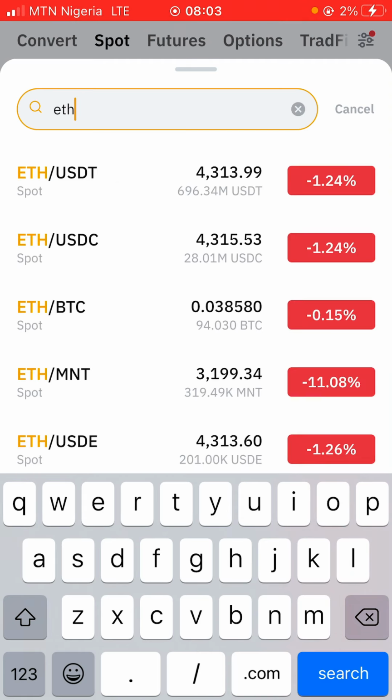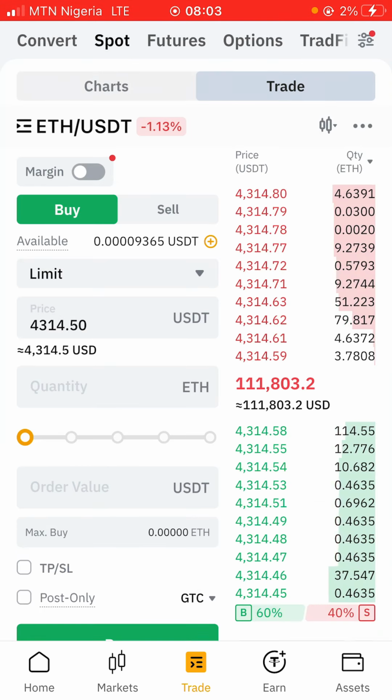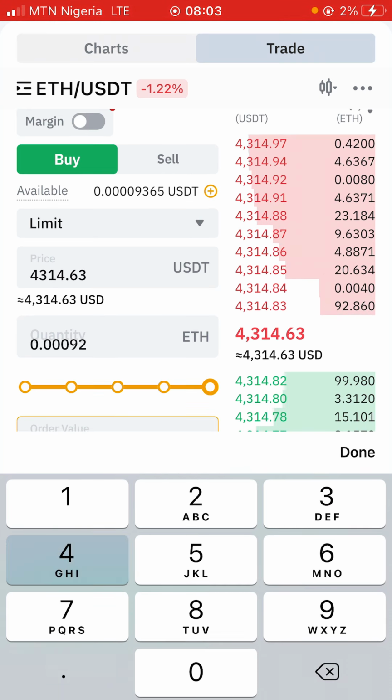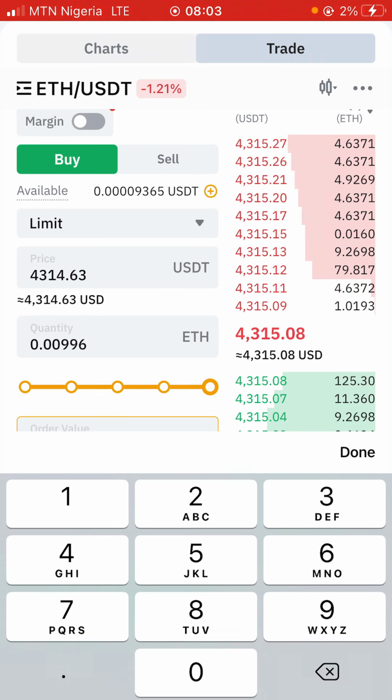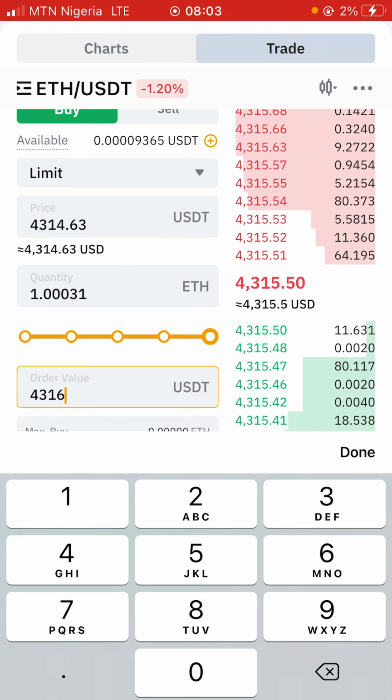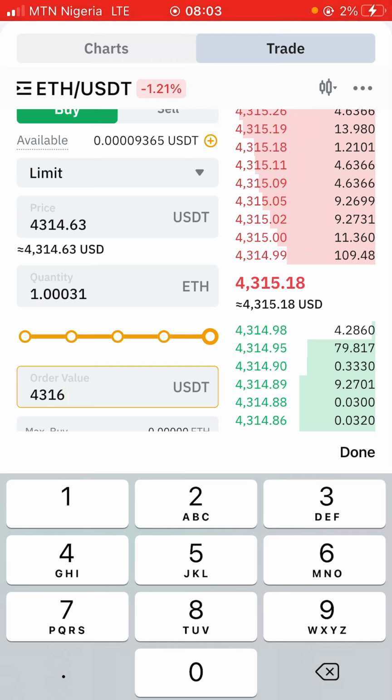This thing must be under spot market, please. Don't do it under futures. It is spot. All right, so when you are here, guys, let's say you put here now 4,314 or 315, you'll be getting 1 ETH. Are you seeing it now? Use 4,316 to get 1 ETH. Okay, that's 1 Ethereum.